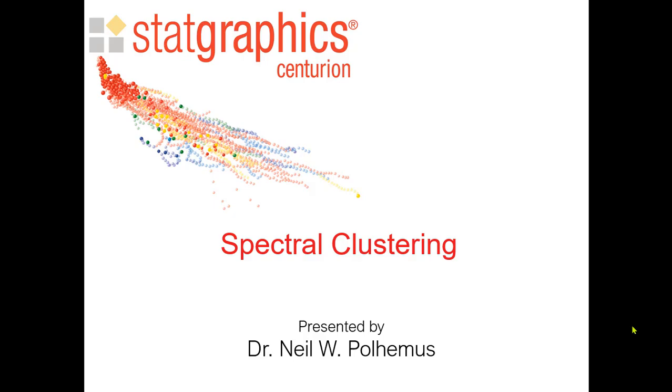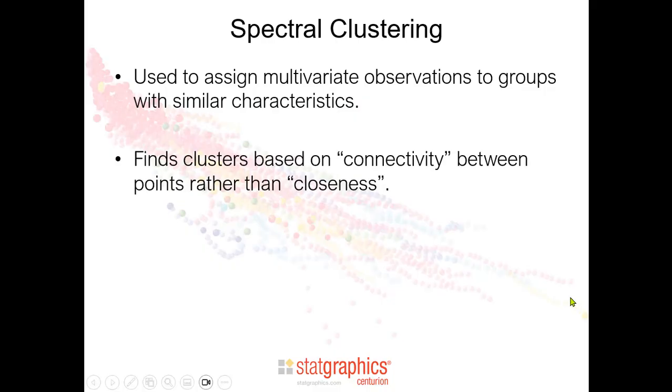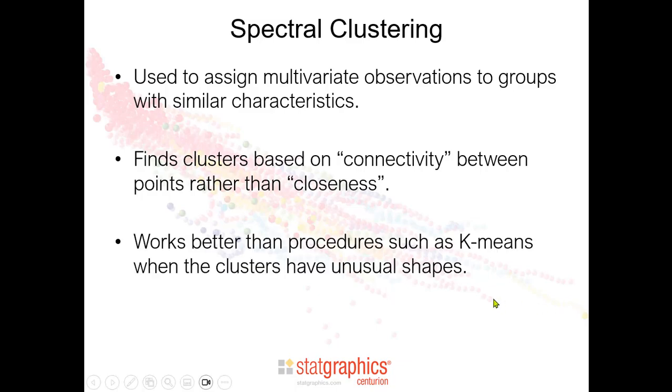This video describes a procedure first added to Statgraphics version 19.7 for spectral clustering. Spectral clustering is used to assign multivariate observations to groups with similar characteristics. Unlike clustering methods such as k-means, spectral clustering finds clusters based on connectivity between points rather than closeness. It works better than procedures like k-means when the clusters have unusual shapes.